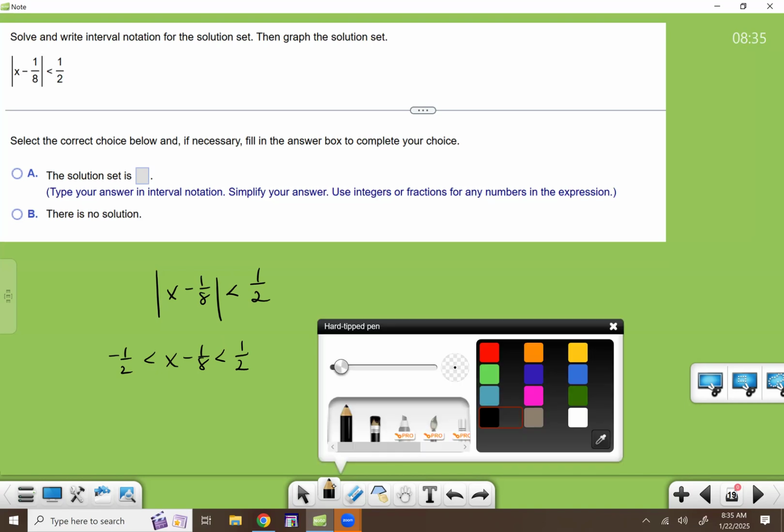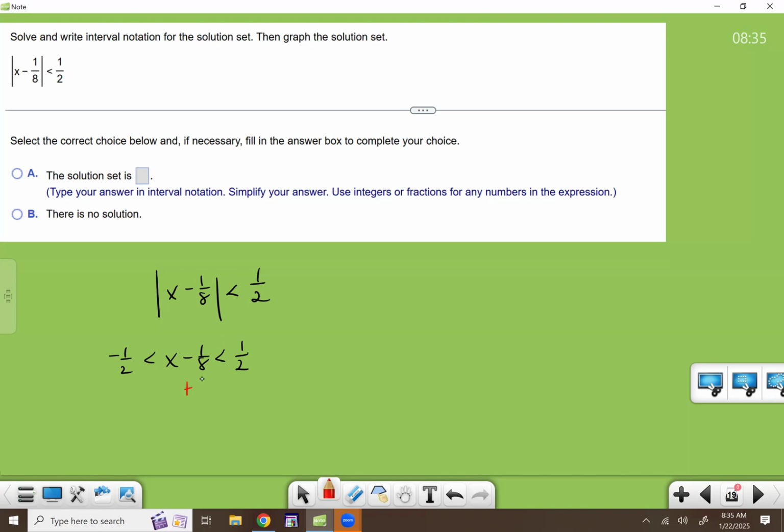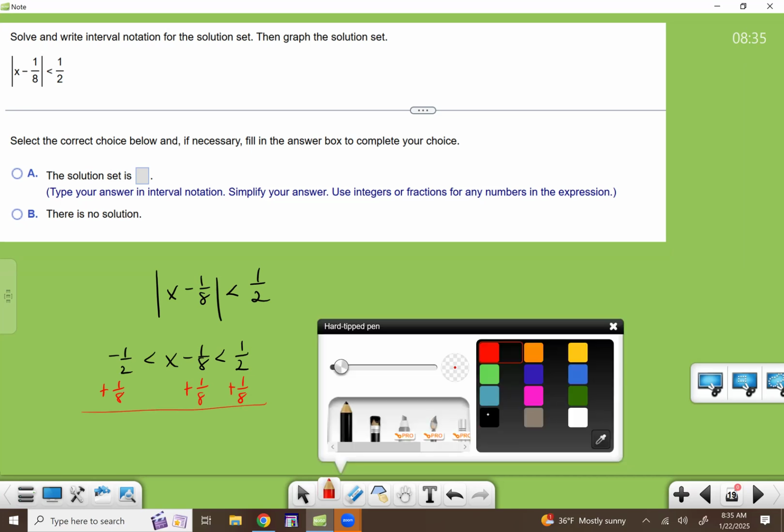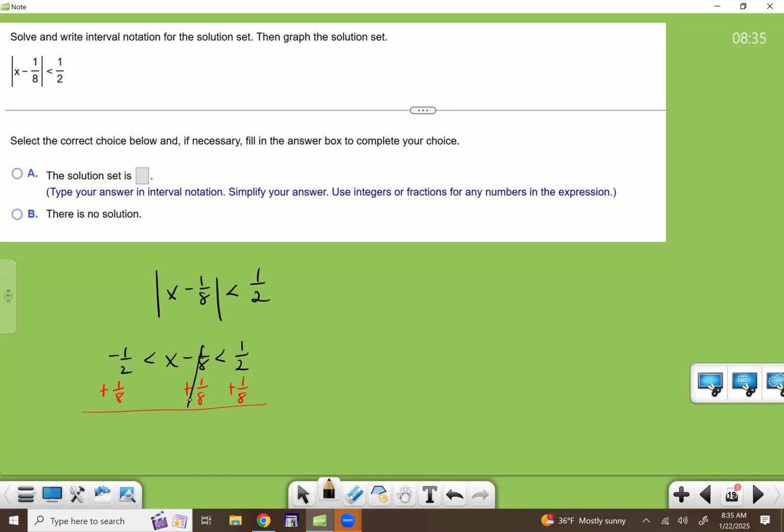So our job here is to isolate the x. So we're going to have to add 1/8. But because we have this three-part inequality, we're going to have to add 1/8 on all sides of the inequalities. So these can cancel. So we have x sandwiched between whatever we get when we do the math here. You can just put these in your calculator. I'm going to do them by hand just in case somebody's looking at this that doesn't have a calculator.